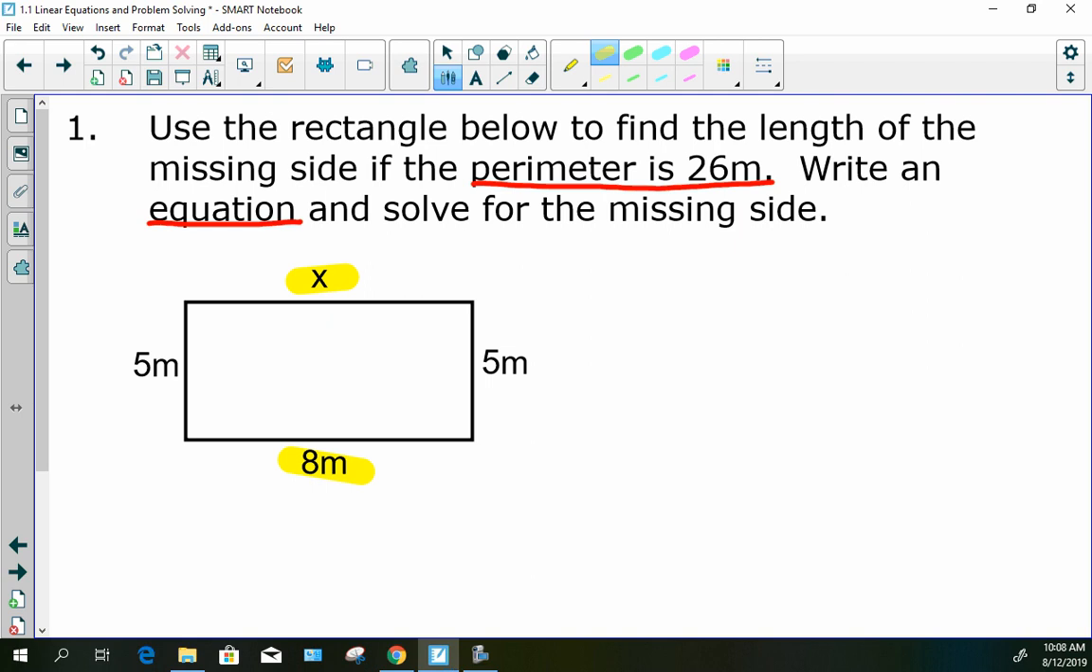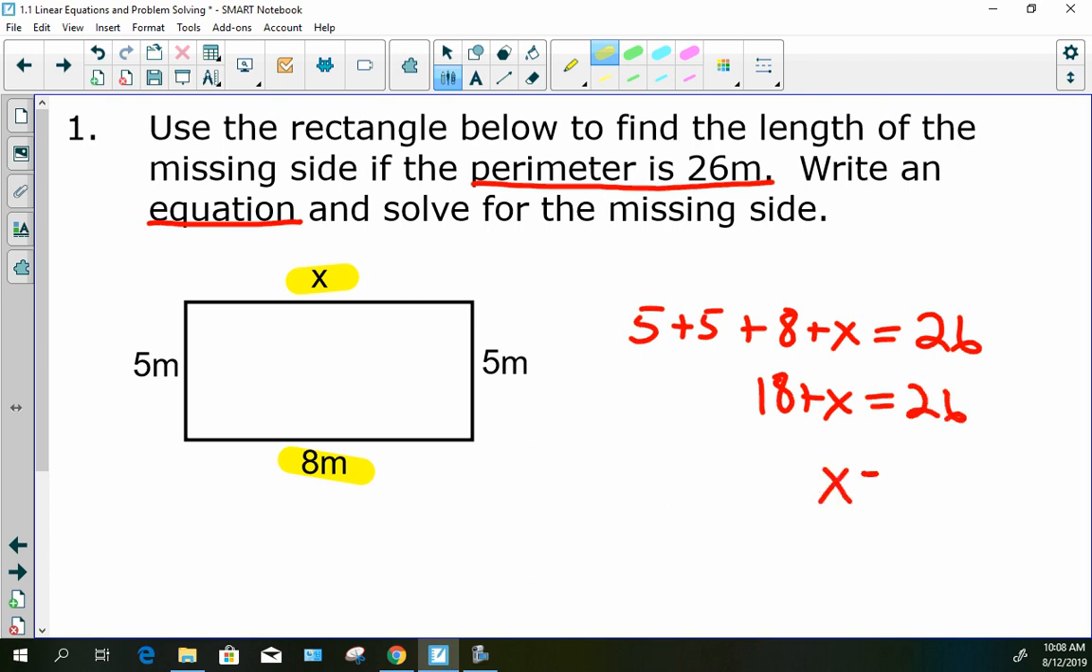How do you find perimeter? Well, you add up all the sides. 5 plus 8 plus x equals 26. All of these sides are going to equal 26. Okay. So now I get 18 plus x equals 26. x equals 8. Now I have to put the m with the 8.